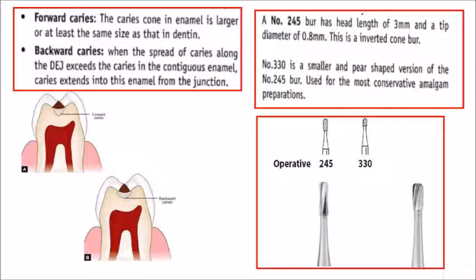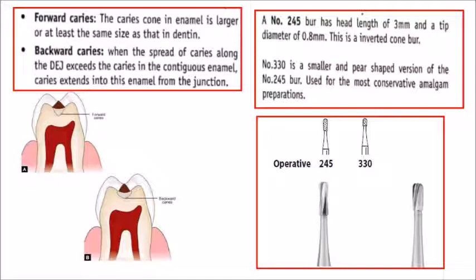Now backward caries is when the spread of the caries along the DEJ exceeds the caries in the contiguous enamel. So whenever there is more caries process happening in the dentin than the enamel, and the caries extends into the enamel from the junction, that is called backward caries.